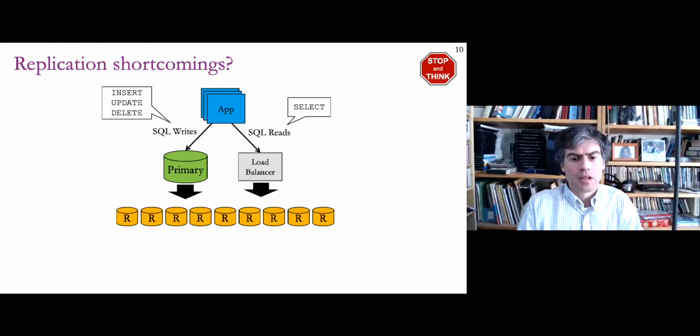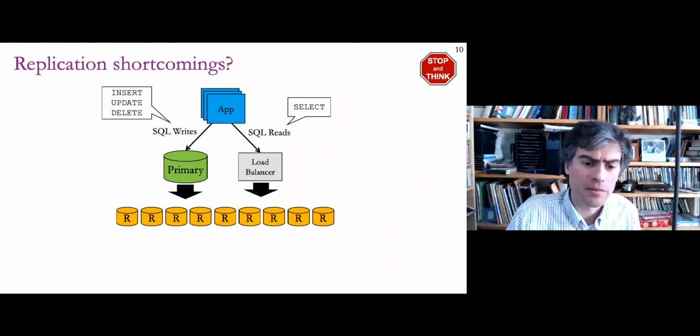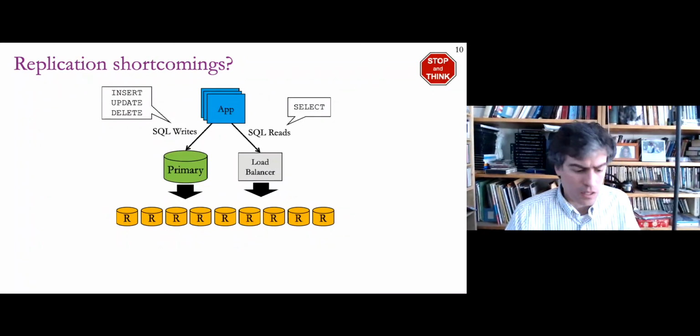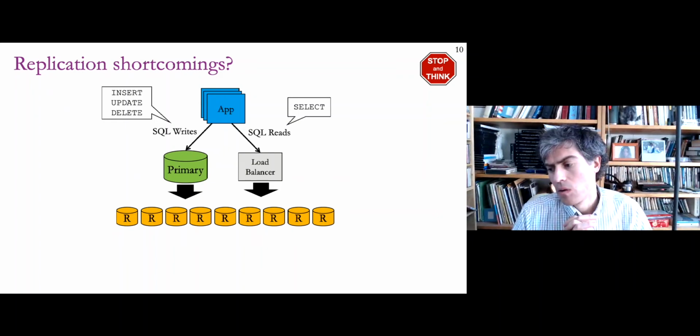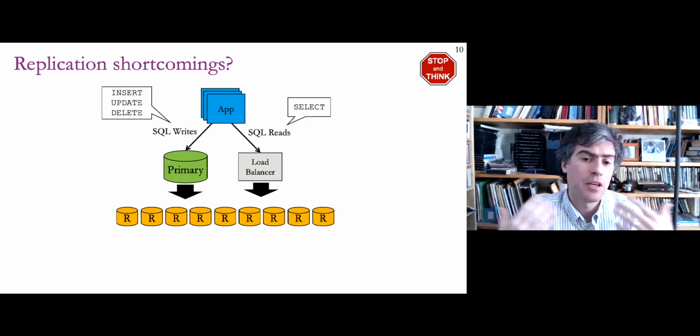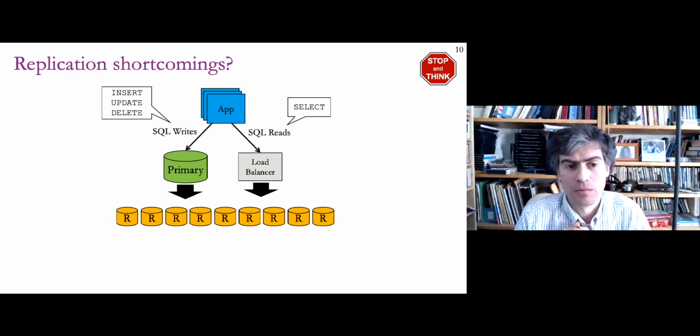Okay. Now, given this design, do you see any shortcomings in this kind of a replication strategy for a relational database? In other words, where might you need something more than this? Or what kind of a system might this not be enough to solve your scaling problems or your system design problems? Okay, stop and think about that.